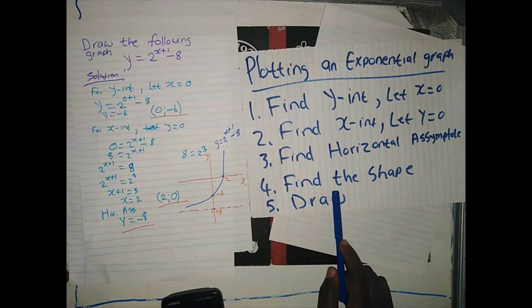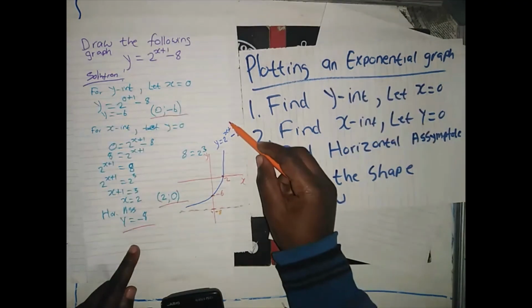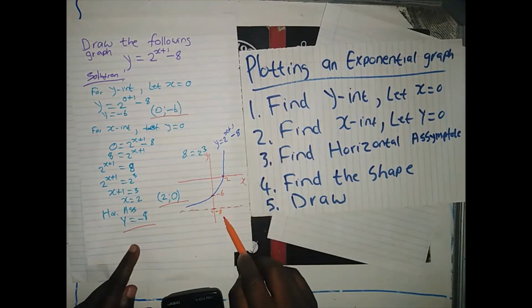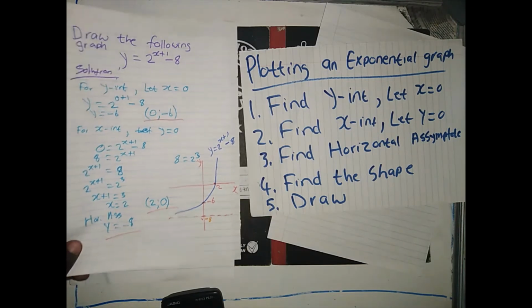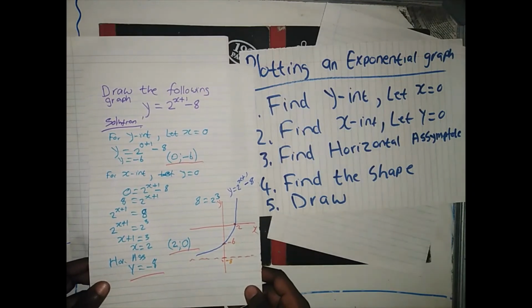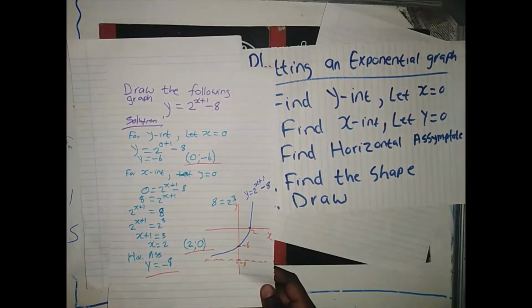Okay, so when I mark for you, what am I going to look for? Here is a graph, it's labeled. Here is the x-intercept, here is the y-intercept, here is an asymptote, and then the shape is nice as well in shape. Okay, so that is how I'm going to mark. All right. So that is basically how to plot an exponential graph. Do you guys understand?